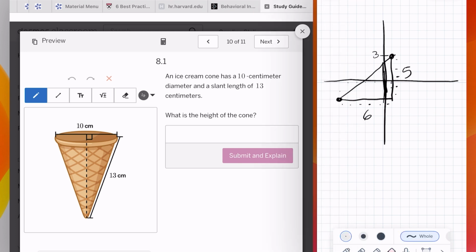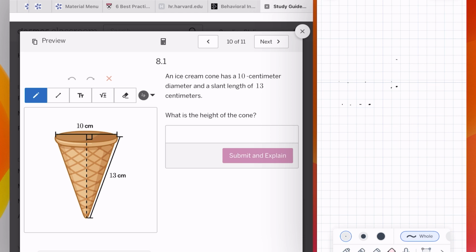Okay, question 8.1. Here we are applying the Pythagorean theorem to solve a real-world question, in this case about ice cream. Fun. An ice cream cone has a 10 centimeter diameter and a slant height of 13. What is the height of the cone? Okay, so here we have to know a little bit about circles, and we will, after the MCAS, get into cones in some more detail.